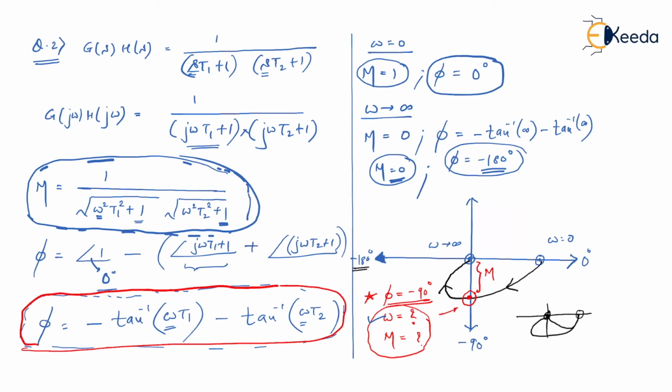So let us write this magnitude information. What is the magnitude information? Pay attention. Magnitude is equal to 1 over under root of omega square t1 square plus 1, multiplied by under root of omega square t2 square plus 1. This was the value of magnitude, correct? So this was the expression for magnitude.